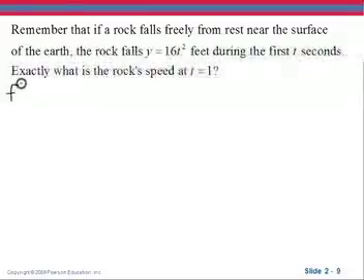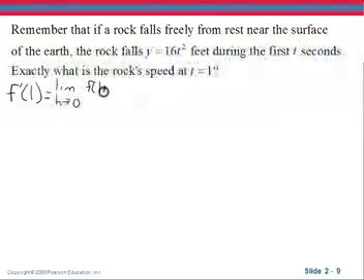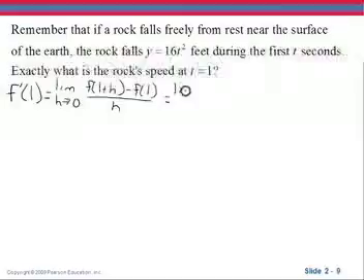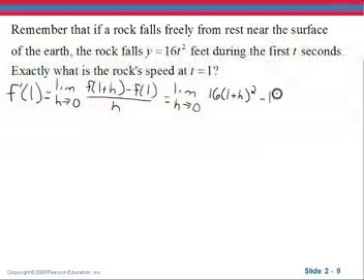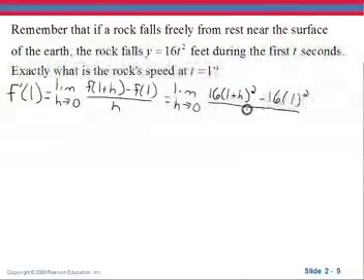That would be f prime of 1, which is the limit as h approaches 0 of f of 1 plus h minus f of 1 divided by h. That is the limit as h approaches 0. And if we take f of 1 plus h, we'll plug 1 plus h into 16t squared, so we'll have 16 times 1 plus h squared minus, then we plug 1 in, 16 times 1 squared, and that'll all be over h.